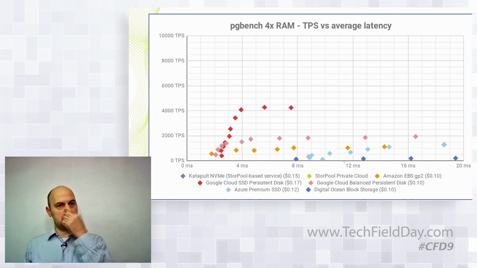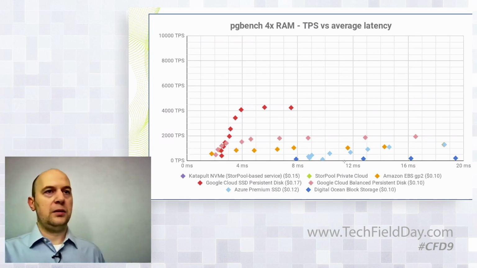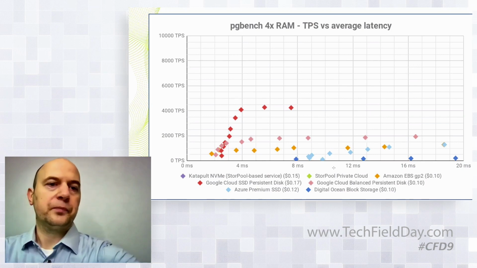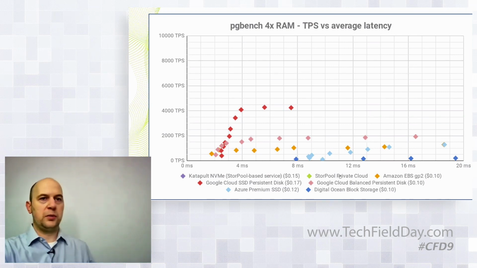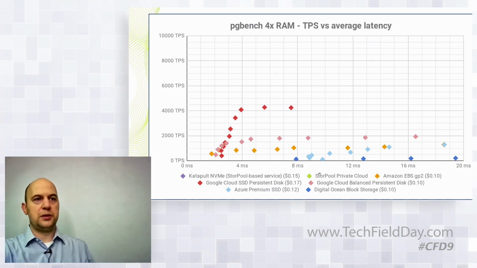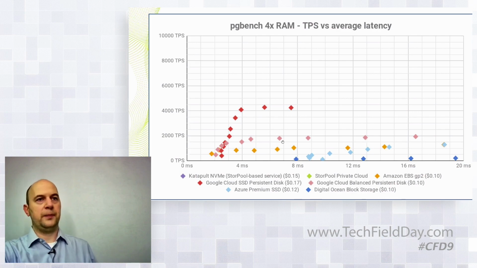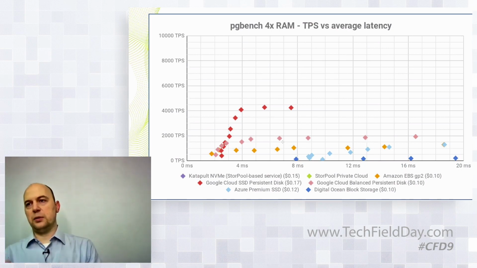So these are the first results. These are some of the public clouds. You can see Amazon EBS and Google Cloud and the cheaper Google Cloud persistent disk, Azure and DigitalOcean. This is a pgbench benchmark with a database which is 4 times the size of memory, so it's not a memory-only benchmark. And it's presented as latency for a certain number of transactions per second.